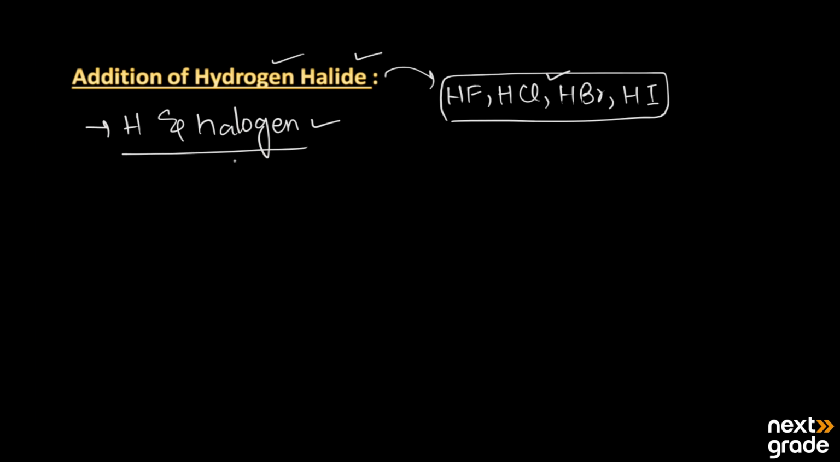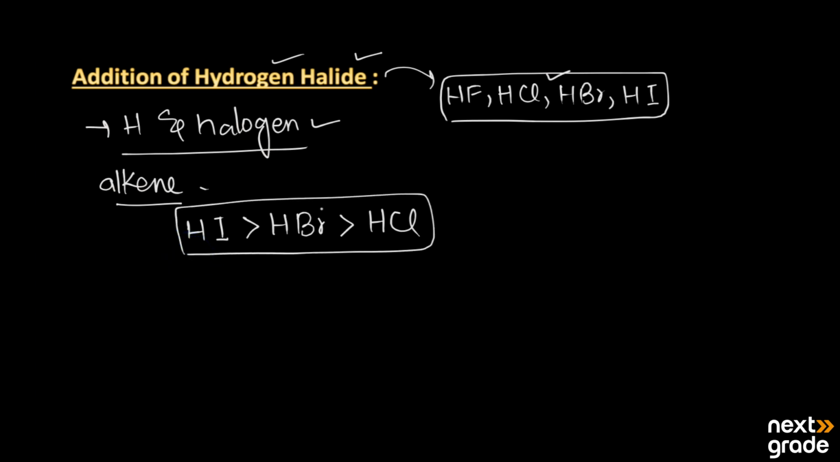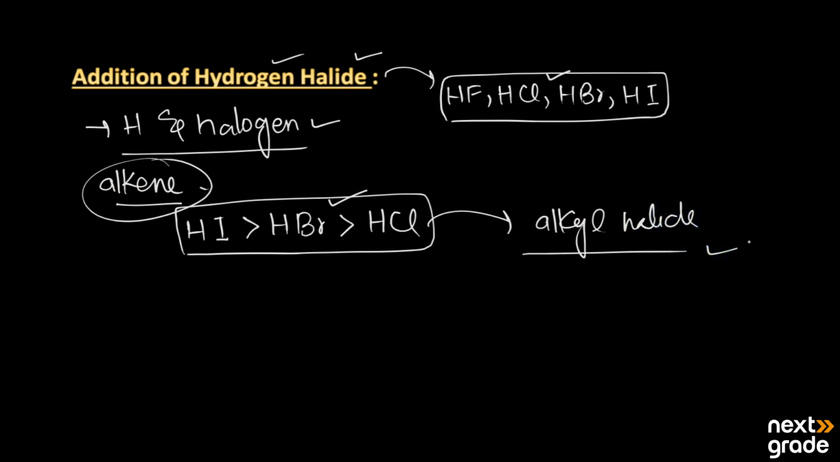Their order of reactivity with the alkenes is that HI is the most reactive as compared to HBr, and HBr is more reactive as compared to HCl. So these three hydrogen halides react with the alkenes and produce their respective products. After the reaction, the main products are known as alkyl halides. So here we will discuss the chemical reactions.